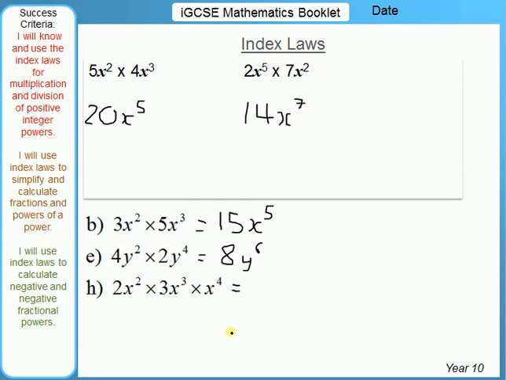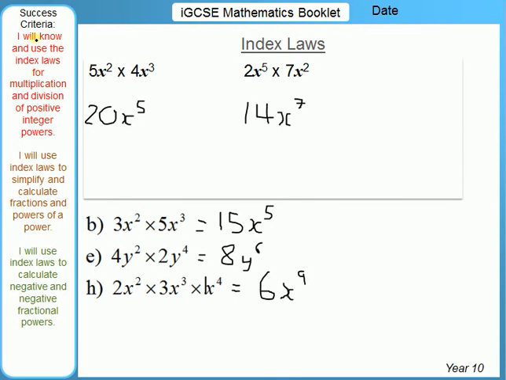Now, in the last example, you treat it exactly the same way. Notice if there is not a number before the x to the power of 4, we treat it as if there is a 1 in front. That means 2 times 3 times 1 is 6. X squared times x cubed times x to the power of 4 is going to be x to the power of 9. And we're done.